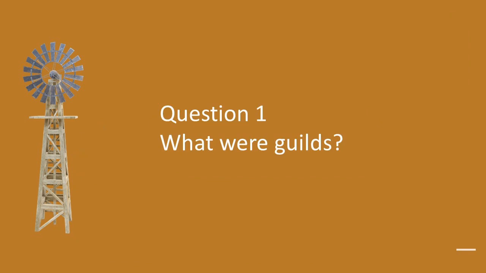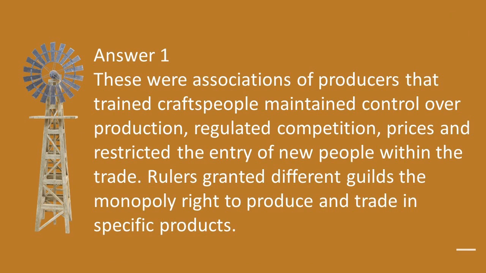Question number 1 is what were guilds. Answer to question number 1: these were associations of producers that trained craft people, maintaining control over production, regulated competition, prices, and restricted the entry of new people within the trade. Rulers granted different guilds the monopoly right to produce and trade in specific products.